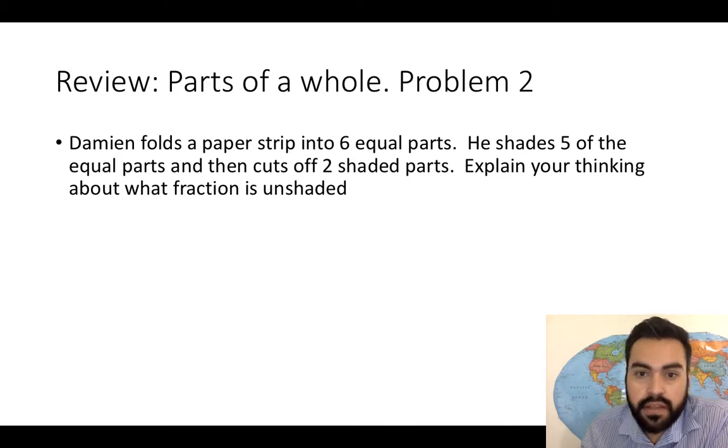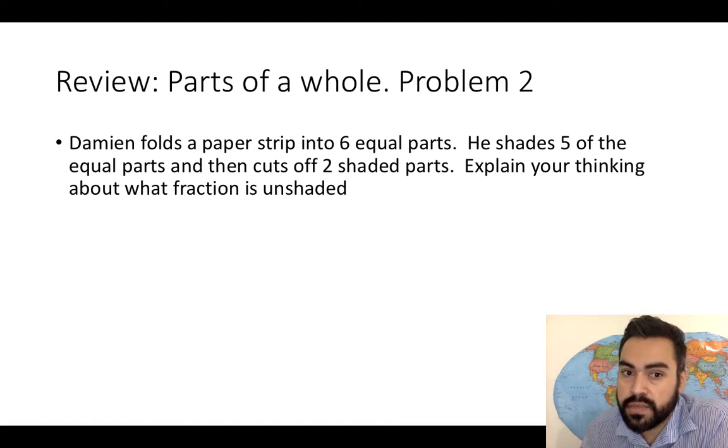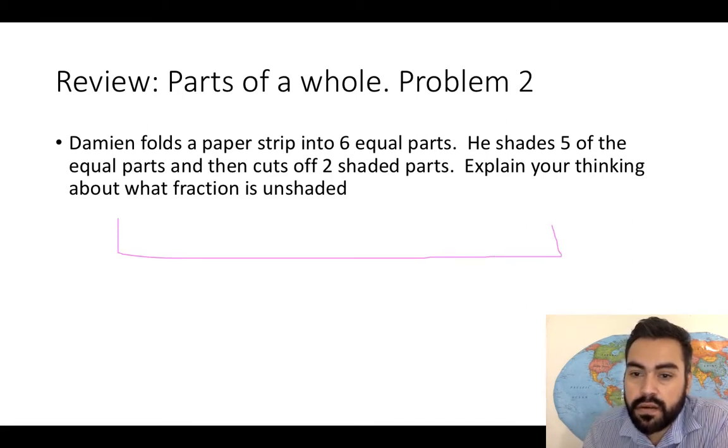There's a lot of information in this little problem, so we have to go back and chunk it by doing the steps sentence by sentence. Damien folds a paper strip into 6 equal parts. I'm going to pretend this is my paper strip, and it is 6 equal parts. So right now it's 3 equal parts.